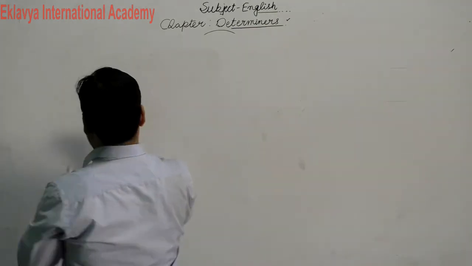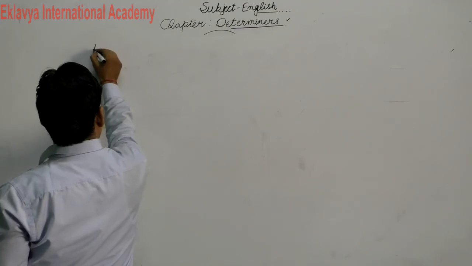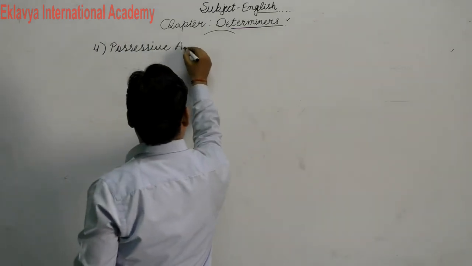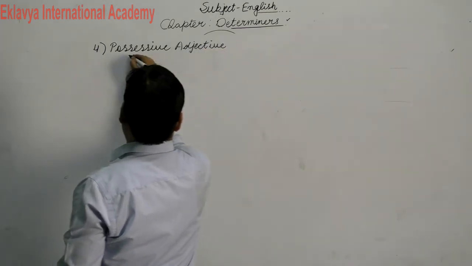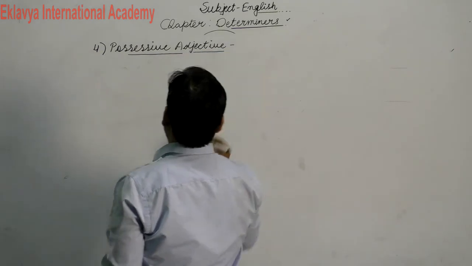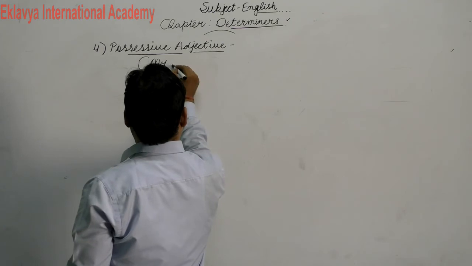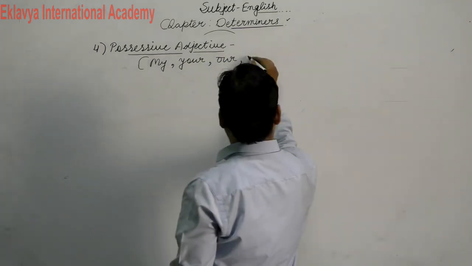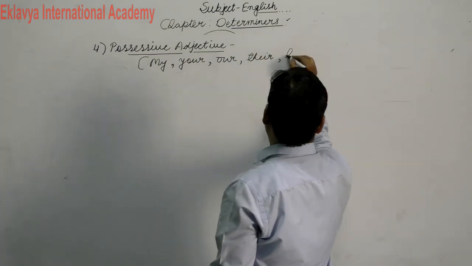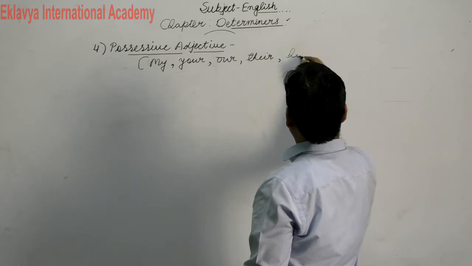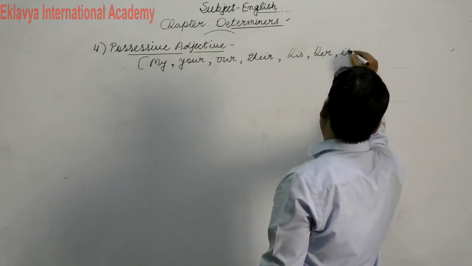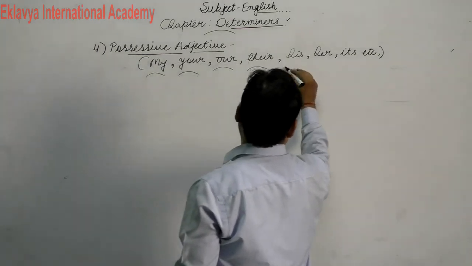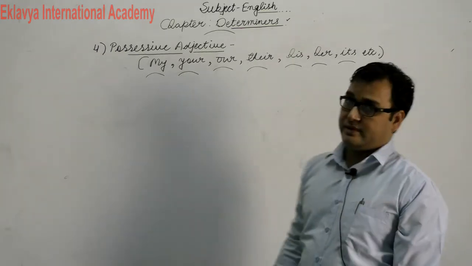The last one is the fourth one. It's your possessive adjective. Here we have my, your, our, their, his, her, its, etc. Okay, my, your, our, their, his, her, its, etc. These show possession.